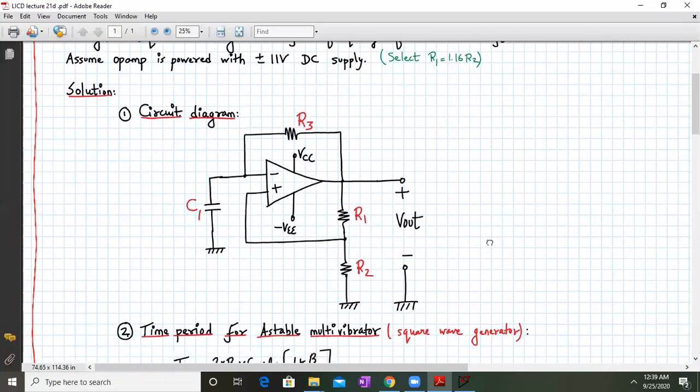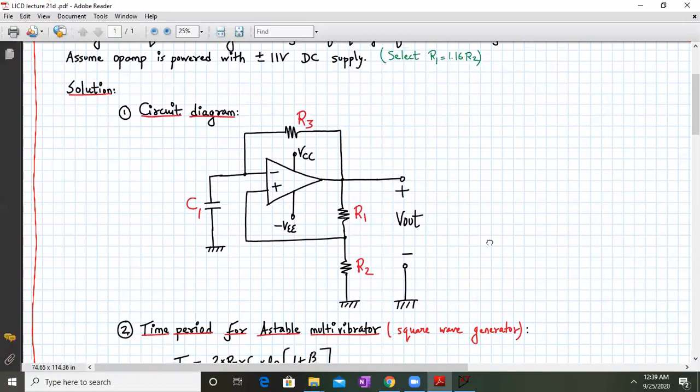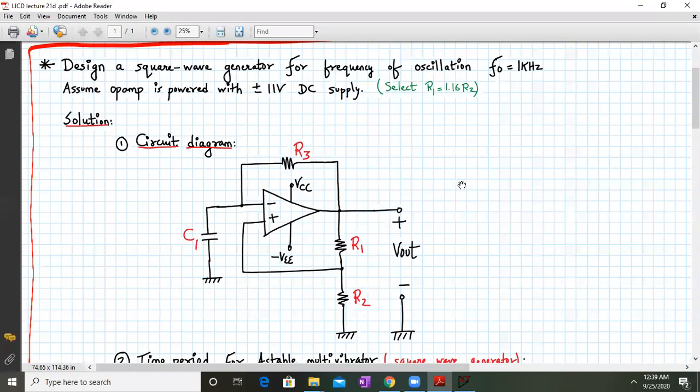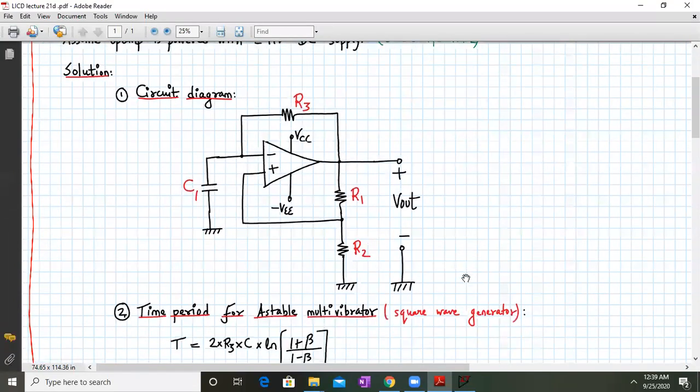So this is my circuit diagram of an astable multivibrator or square wave generator. This circuit should generate a square wave of 1 kilohertz frequency. Okay, so let us start.